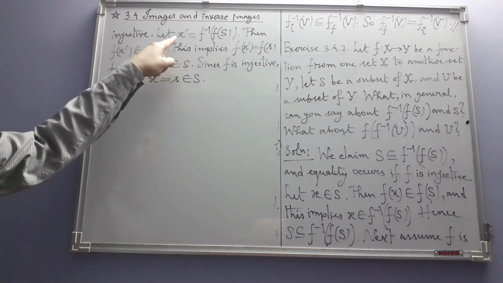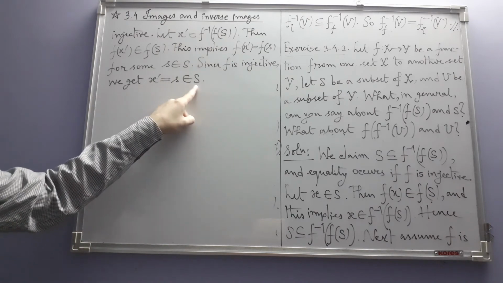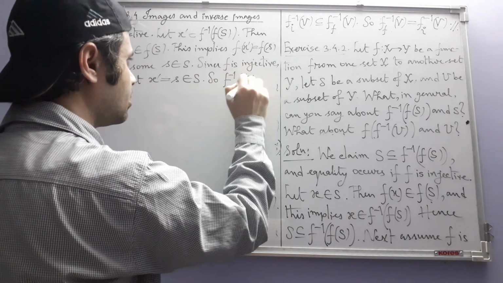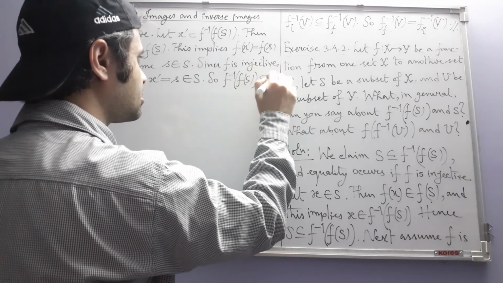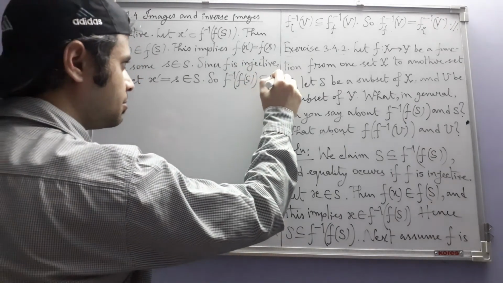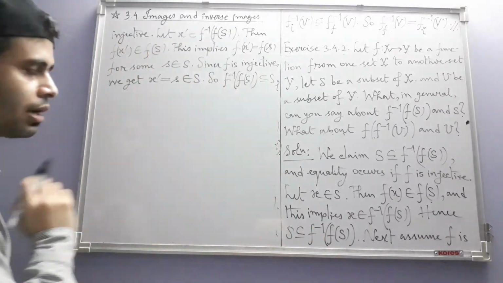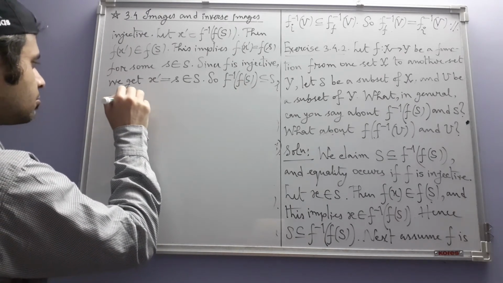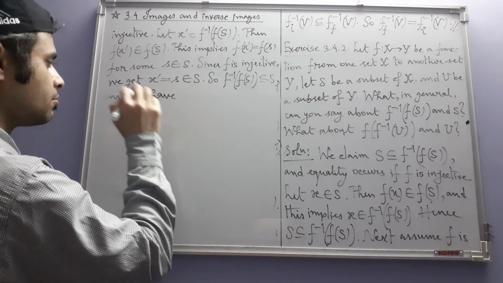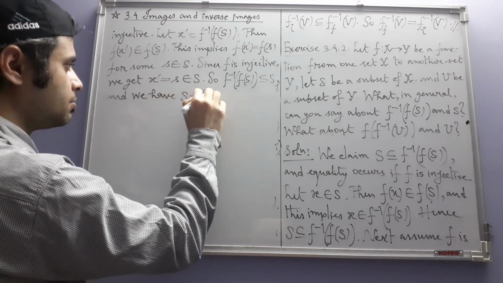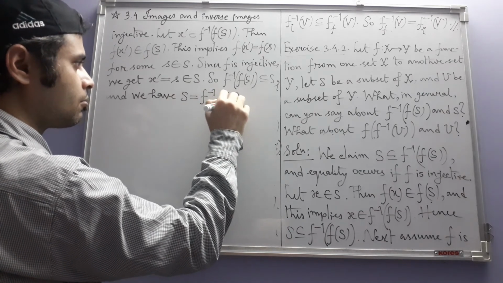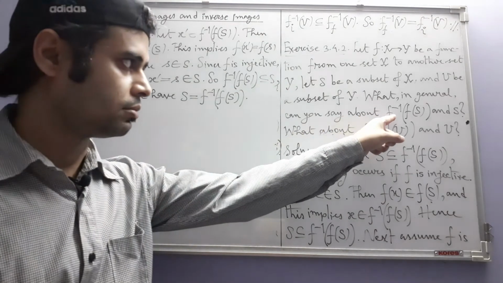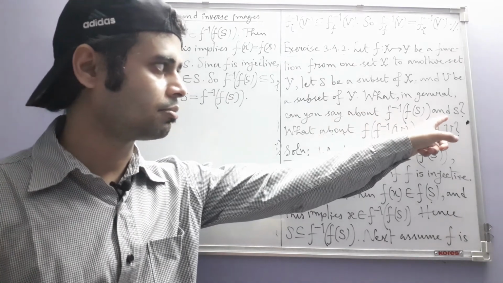So see what we have achieved. Any element in this set is in S. So f inverse of f of S is also a subset of S. And combining this and this, we now have equality as we claimed. And we have S is equal to this. Okay, so this is the first claim, and it explores everything about this first situation.